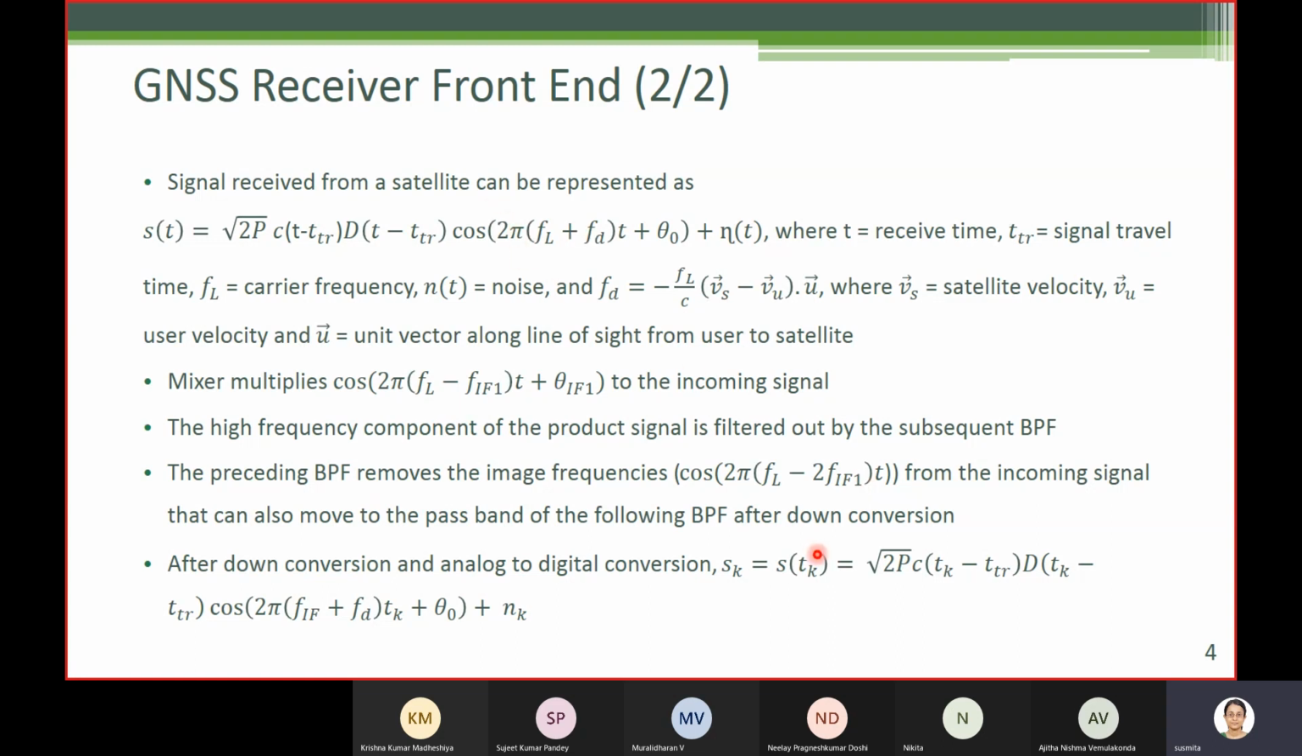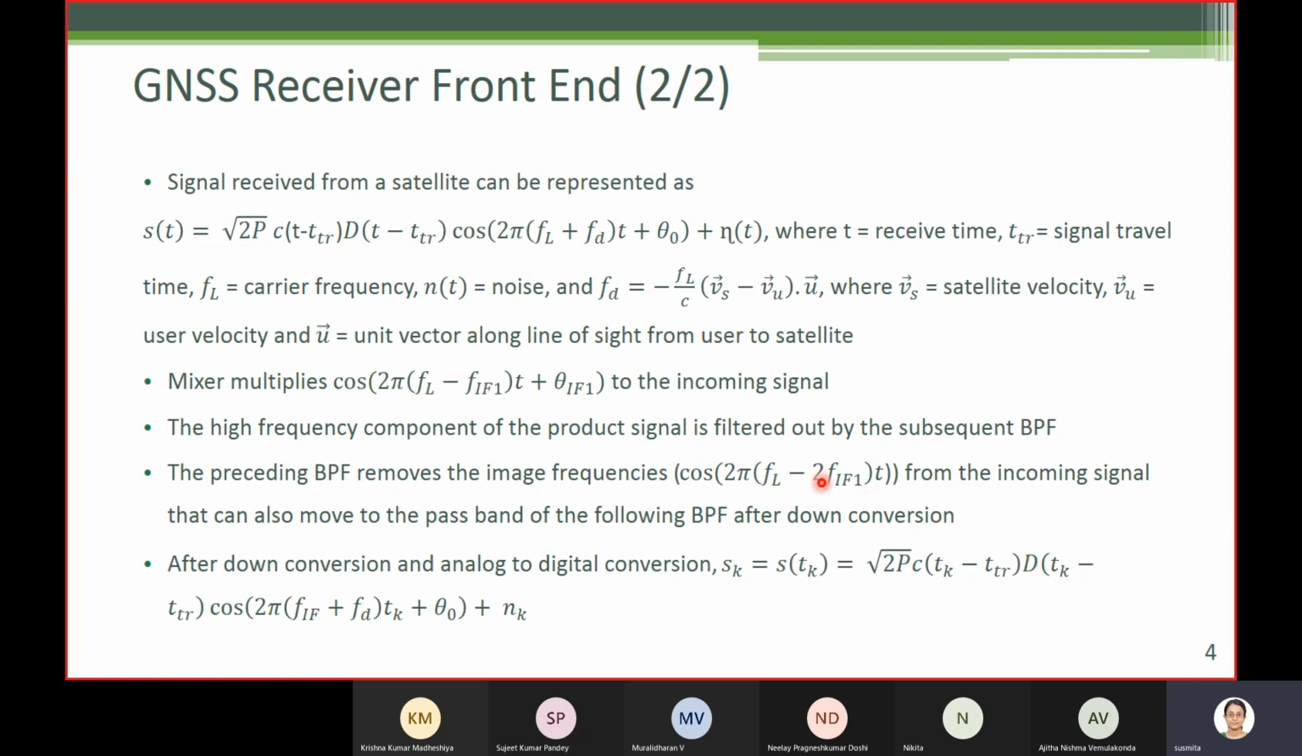So in place of this, now you just consider this one and do the same thing. So this is A, cos A, and this is cos B. A plus B will again give you the high frequency component. So 2FL will come, which will be eventually filtered out by the band pass filter. But how about the low frequency component, A minus B term? FL will cancel out, and we have minus 2F IF1 here, and here we have FIF1.